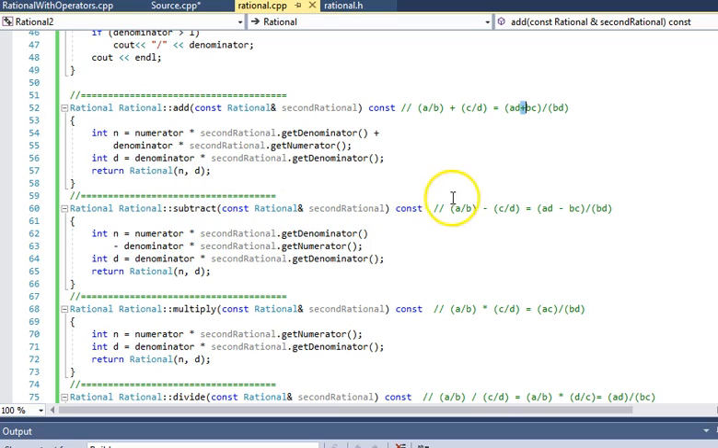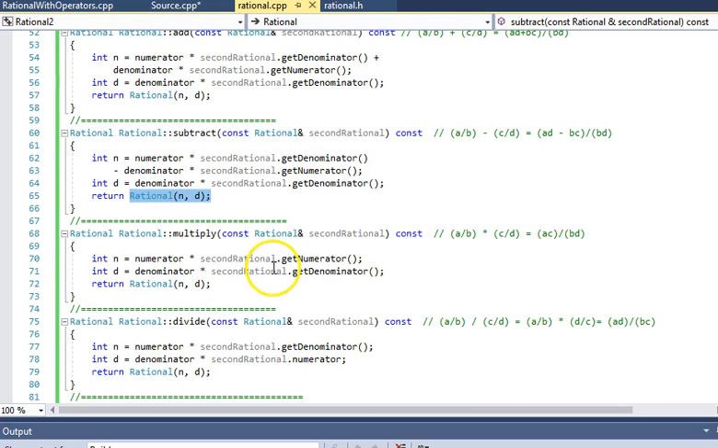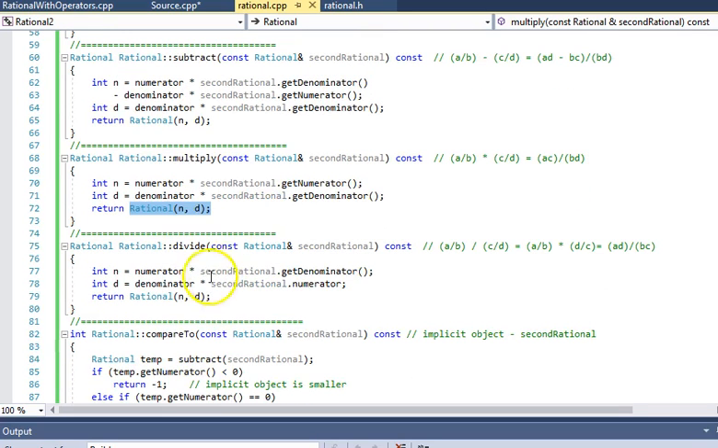Same thing with subtract. There's the formula for subtract. This exact formula is implemented in the code, and at the end the numerator and denominator are turned into a rational object and returned. Multiplying two fractions, there's the formula. Here is the implementation. Numerator and denominator are turned into a rational object and are returned.